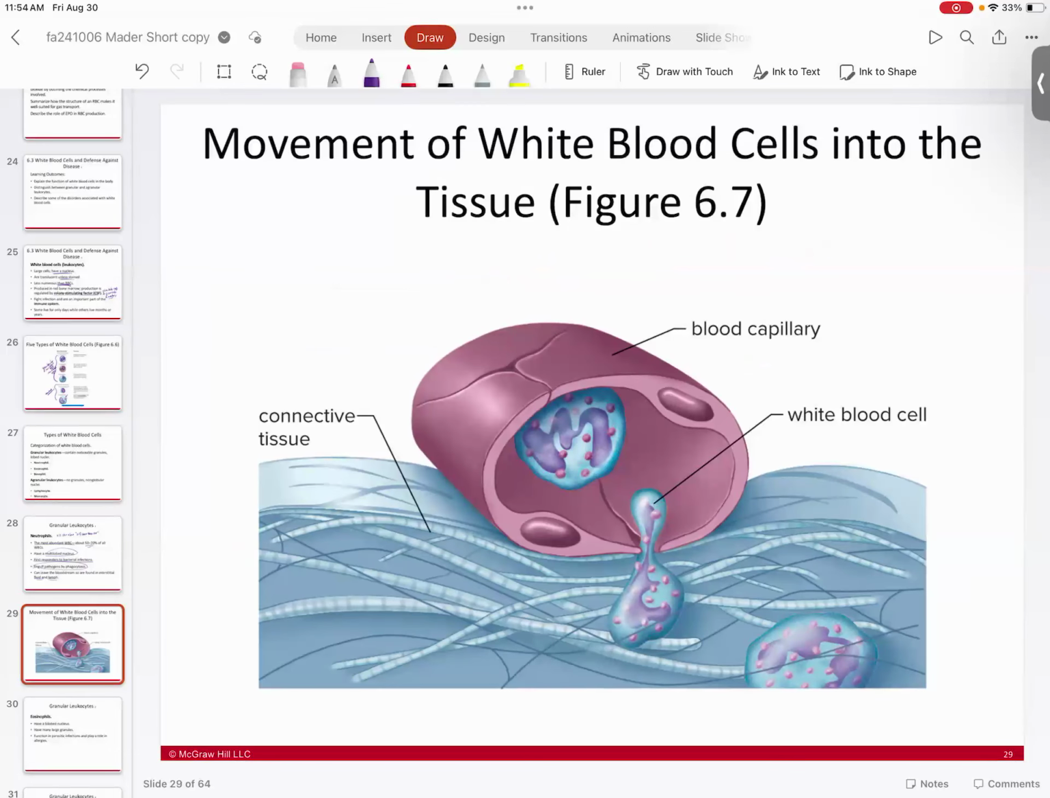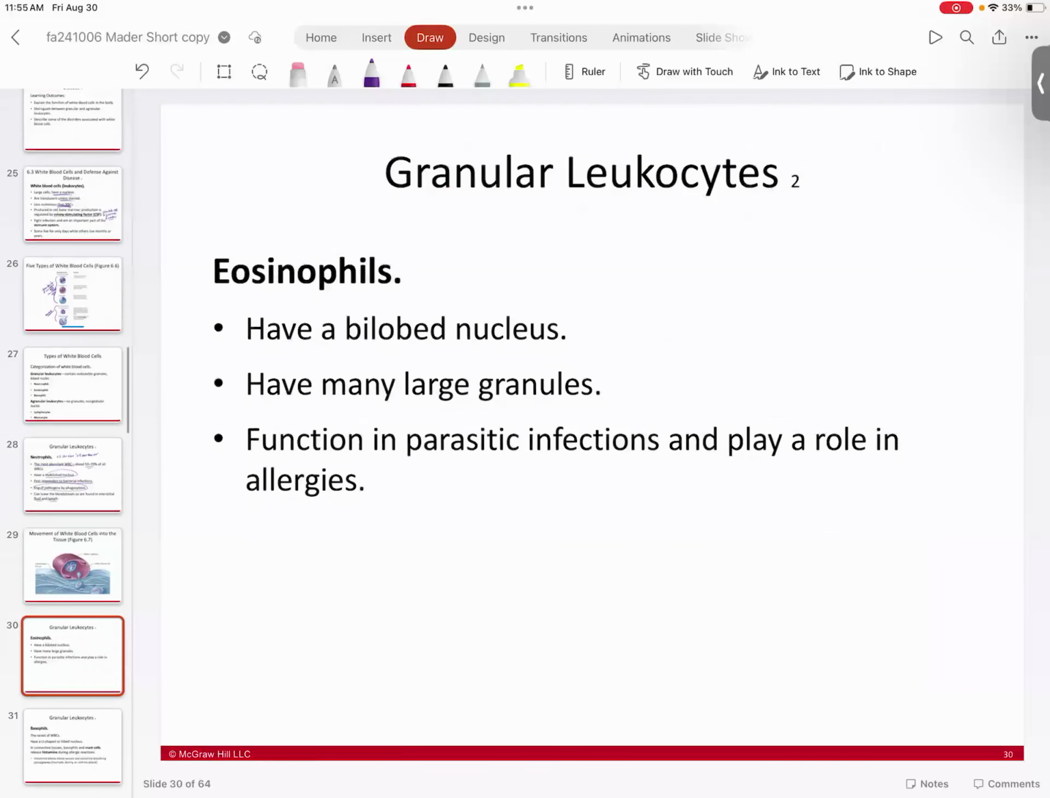So here you can see white blood cell movement kind of oozes into and out of the red blood cell. So here you can see a white blood cell kind of scooching itself out, kind of squeezing itself out into the connective tissue, and then it can kind of patrol the connective tissue. So that's a common white blood cell sort of a thing.